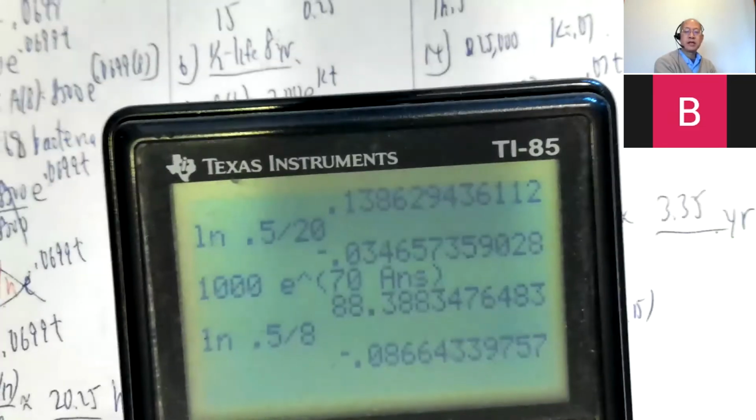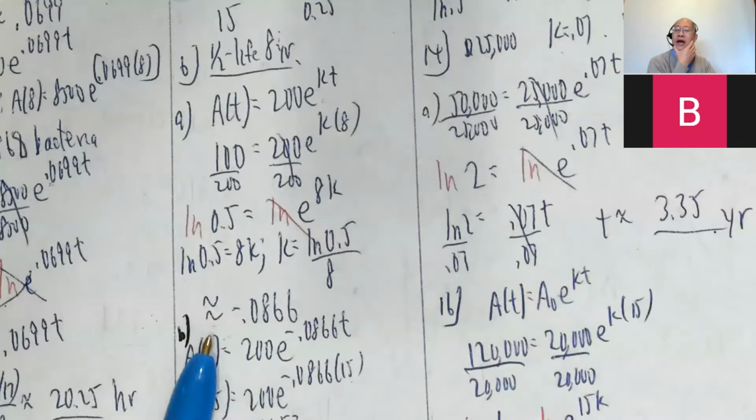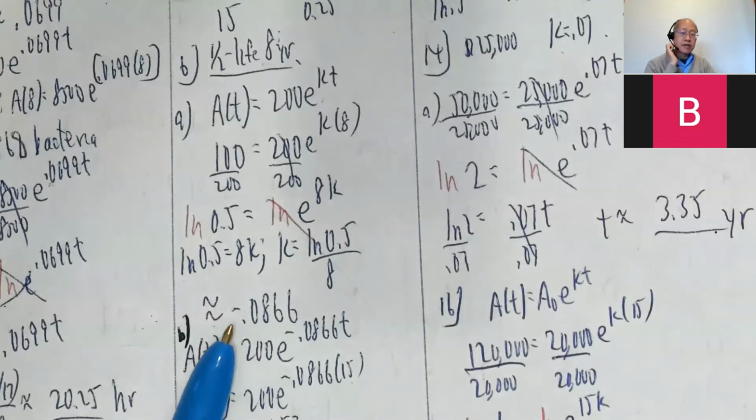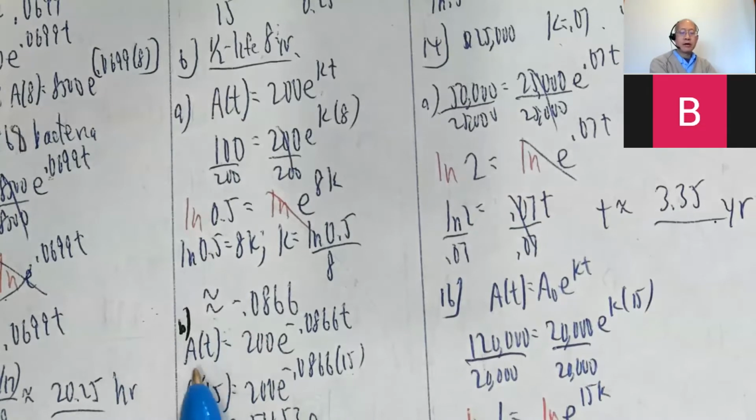Negative 0.0866... Okay. And it's a negative, as we expect. What's the significance of the negative? Negative means we are not growing, but we are decaying, decreasing as time goes by. So the answer to part A gives the equation A of t is 200 e to the negative 0.0866 t.